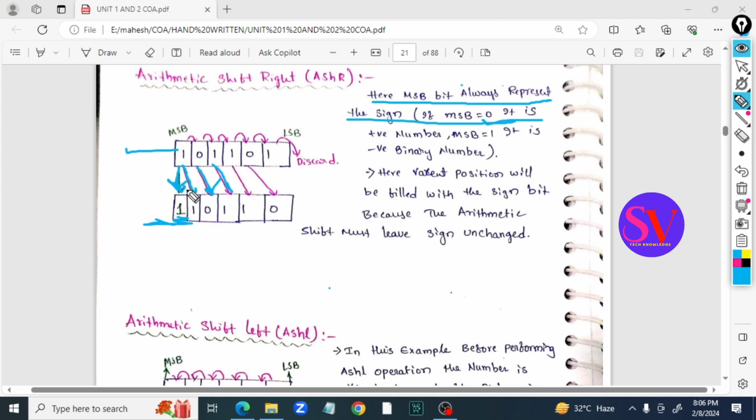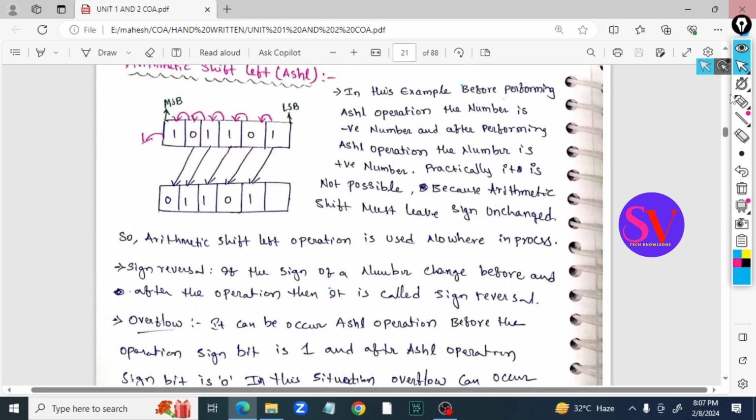So in arithmetic shift right operation, we don't get any problem. The LSB will be discarded and the vacant position will be filled with the sign bit. Anyway, it is the most significant bit, so we don't get any problem here. But while doing arithmetic shift left operation, we will get a problem. So what is that problem? We will discuss here. In arithmetic shift left operation, we are shifting the bits to the left.